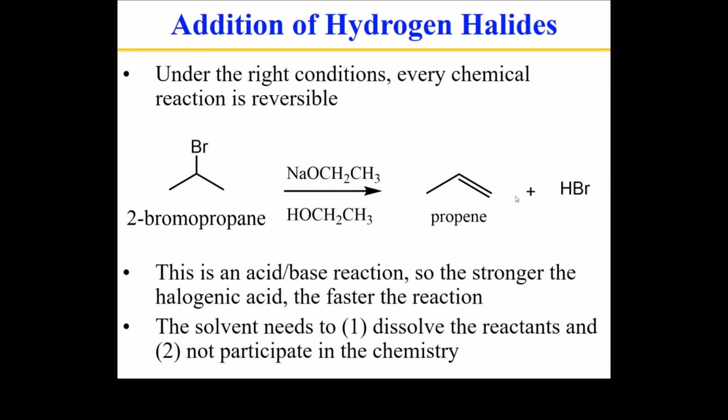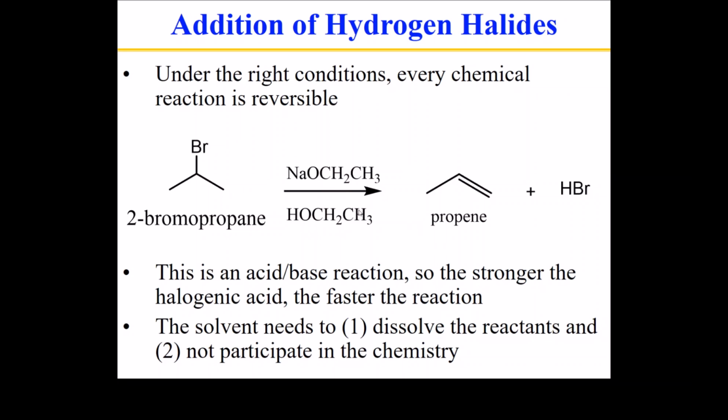The only way you get hydrobromic acid is if you cheat. The ethoxide is the one that actually pulls off the hydrogen, and you get hydrobromic acid by the bromide ion pulling the hydrogen back off of the ethanol. So this is a bit of a lie, but it's a lie that's useful to me because it allows me to think about the reverse reaction.